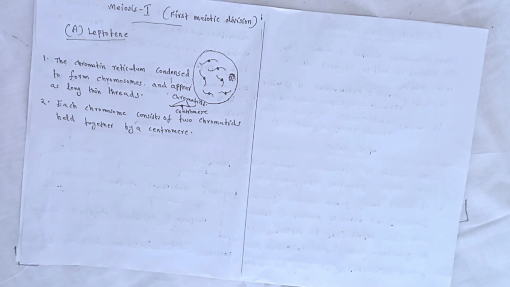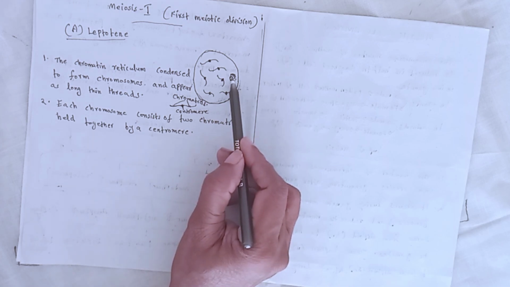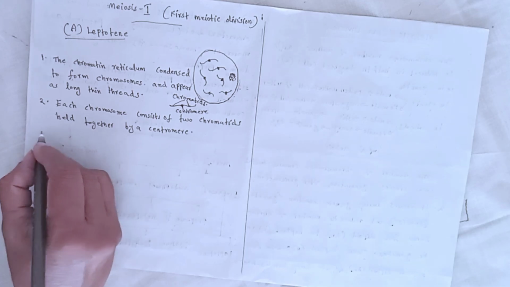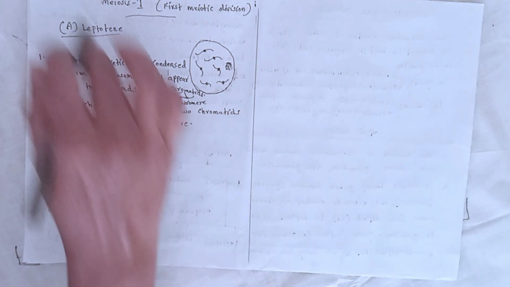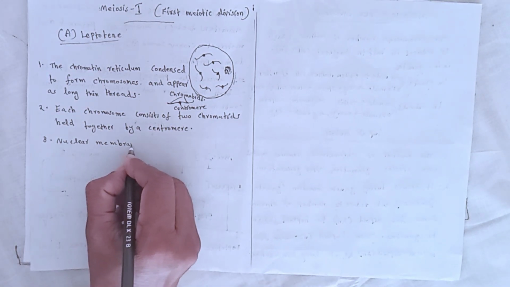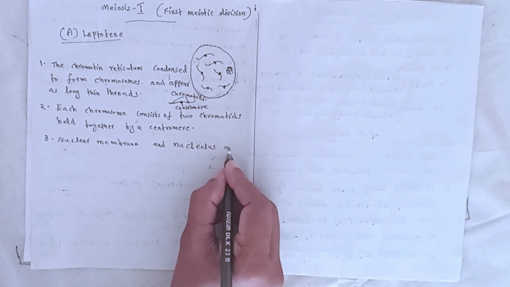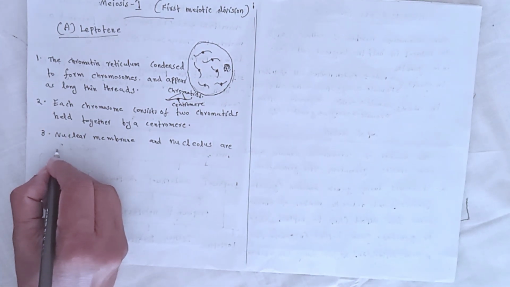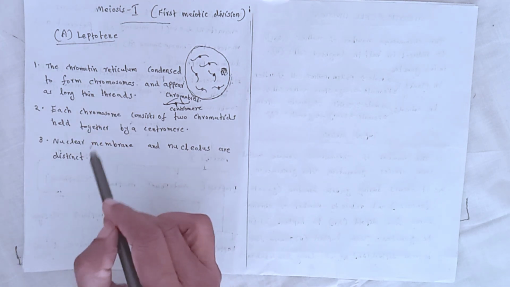Next, the nuclear membrane and nucleolus are distinct, that is, clear. This is the nuclear membrane and this is the nucleolus. Now we have completed the main 3 steps of leptotene.